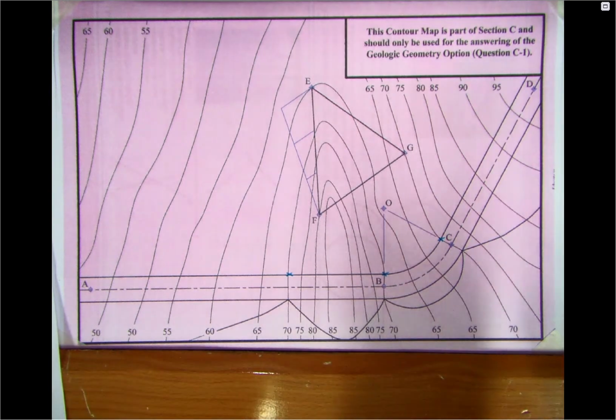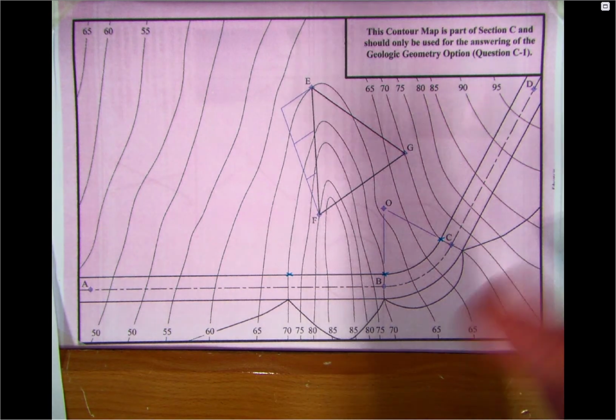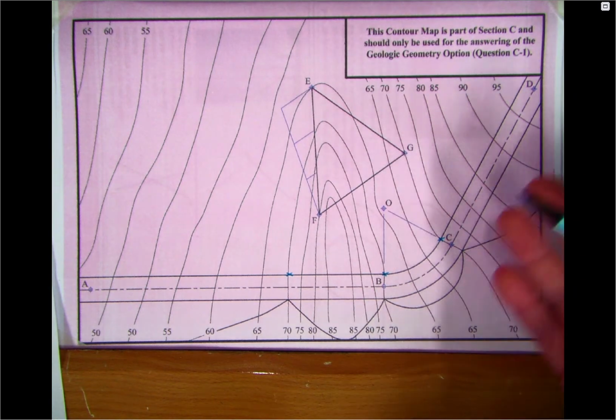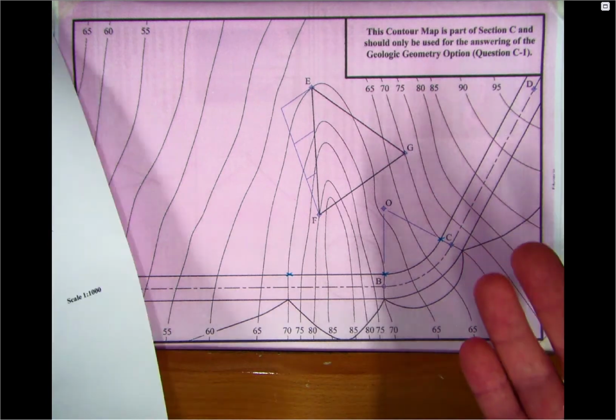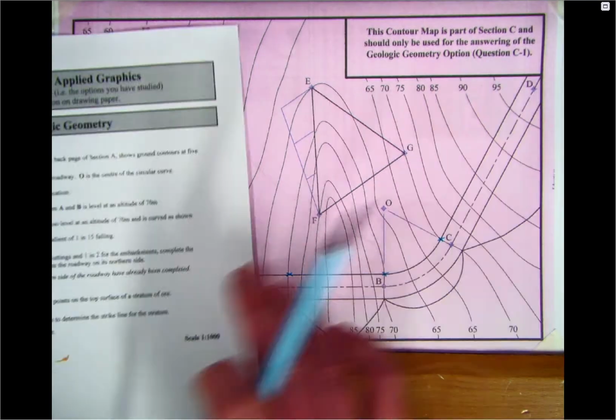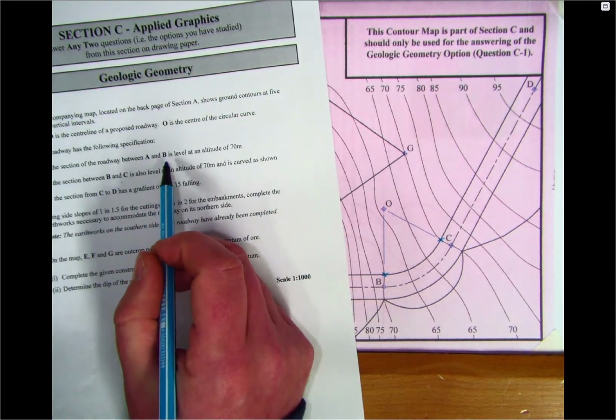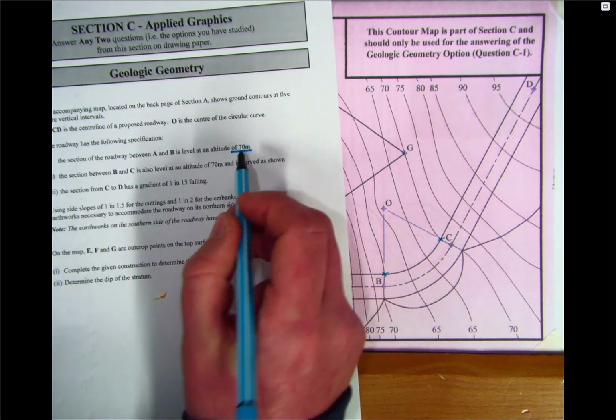And again, if you went in on the day of the exam and you completely forgot about how to do rising roads or falling roads, as the case may be, what you should do is follow this method and continue on, and at least you'll get something for this section rather than leaving it blank. So the section of AB is level at an altitude of 70, so that's important. AB is level at 70.